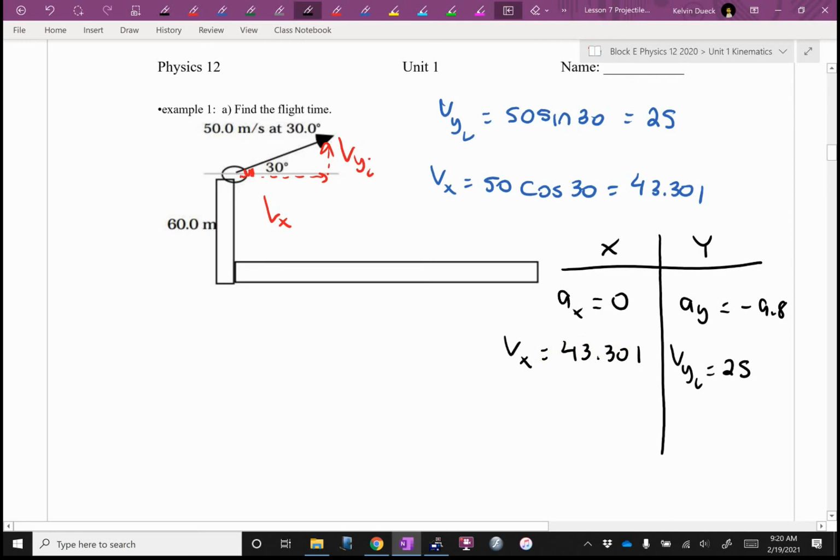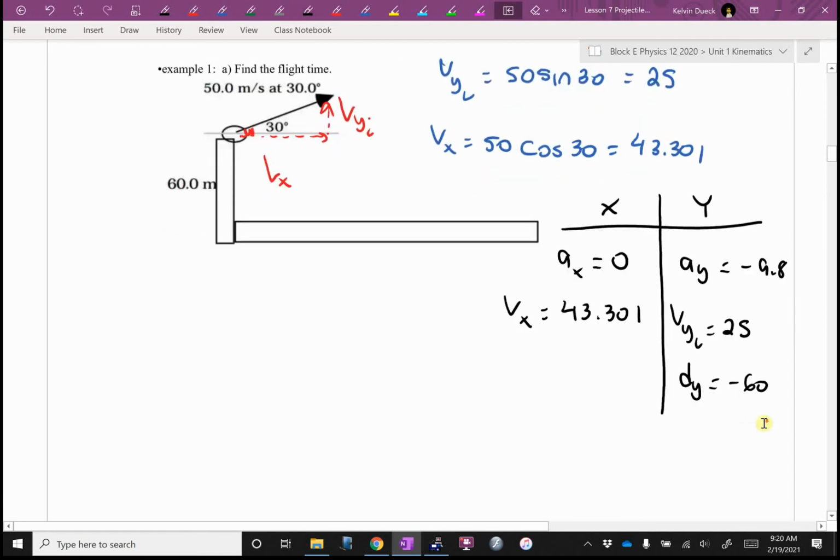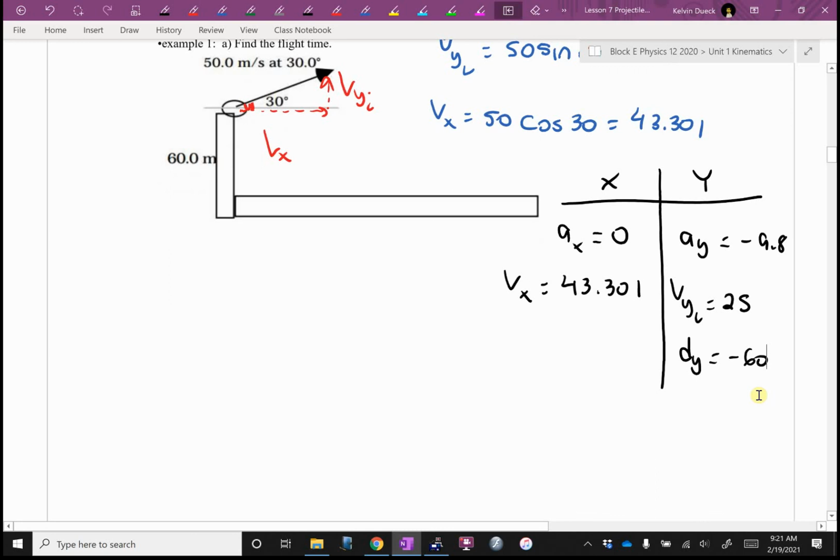Well, I have 2 things in the horizontal, 2 things in the vertical. I need 3 things to find the 4th. What else do I know? Oh, dy. And what's dy? Careful. Negative 60. Negative 60. Which column do I know 3 things in? I'm going to solve this vertically. So I'm going to make a little t equals question mark. I'm looking for an equation that has an a, v, d, and a t in it.